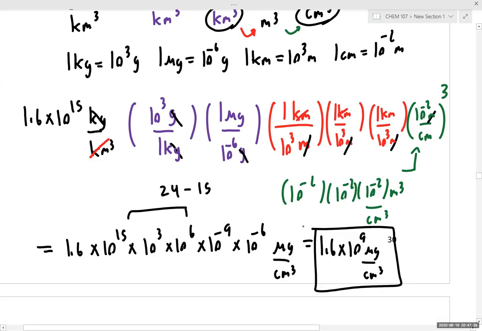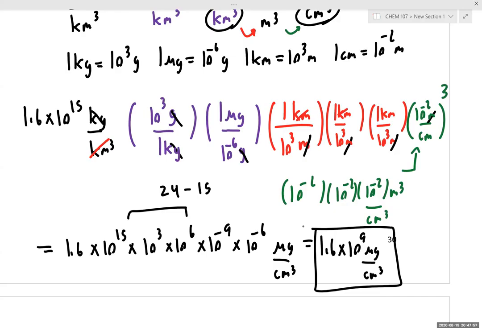24 minus 15 times 10 to the 9th micrograms per centimeter cubed. There we go. Does this make sense to everyone? Does this make a little bit more sense now? We're combining the two concepts, composite units and cubic units, together. And this is about as difficult as the questions are going to get for unit conversions.